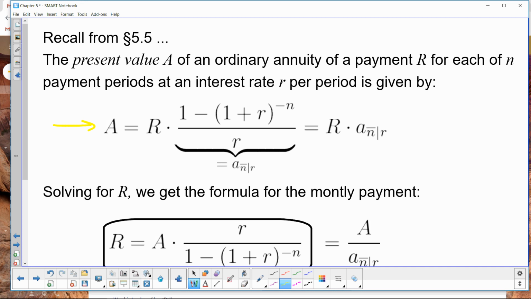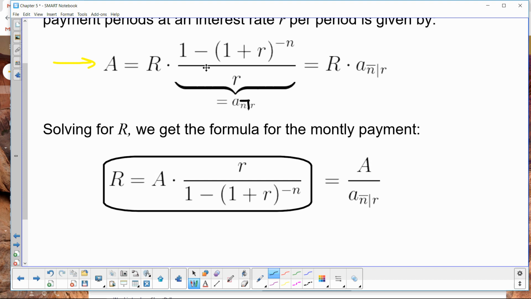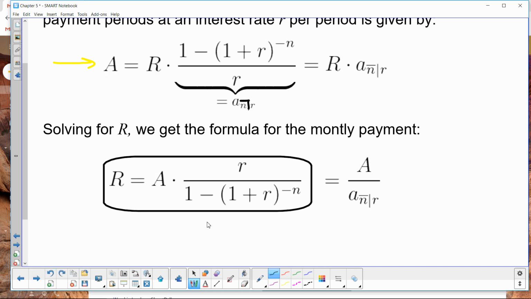But so the formula was this, right? And then we gave the second part a name, that notation. We're going to solve that thing in yellow for R, for the amount of our payment. When we solve that for R, it's not hard. You multiply both sides by the inverse of that fraction, and you get this down here.